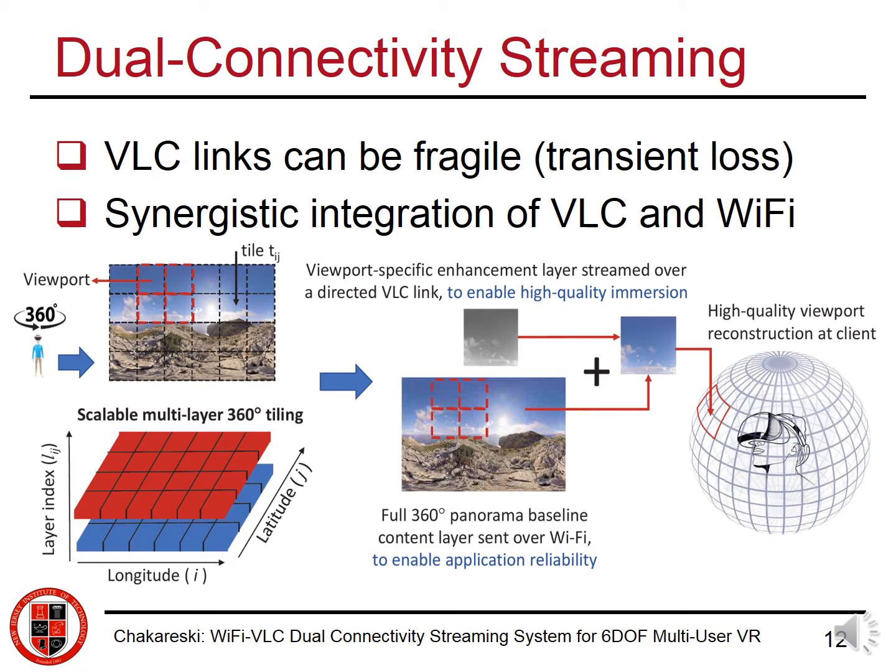Normally, the two content layers are received and can produce a high-quality viewport for the user by their synergistic integration, as illustrated here. On the other hand, if the directed VLC link experiences a transient loss, or there is a mismatch between the transmitted viewport-specific content and the actual user viewport due to rapid head movements, the user can still reconstruct his viewport solely using the baseline content layer, thereby avoiding any prospective application downtime.